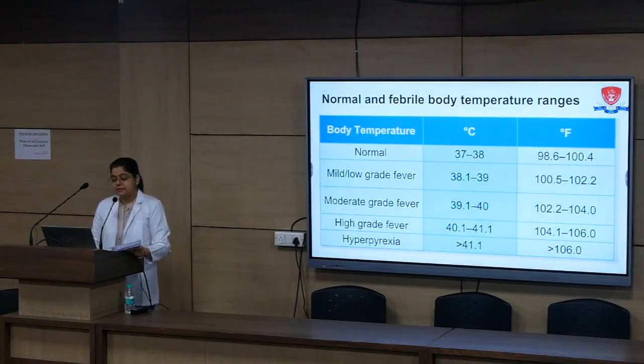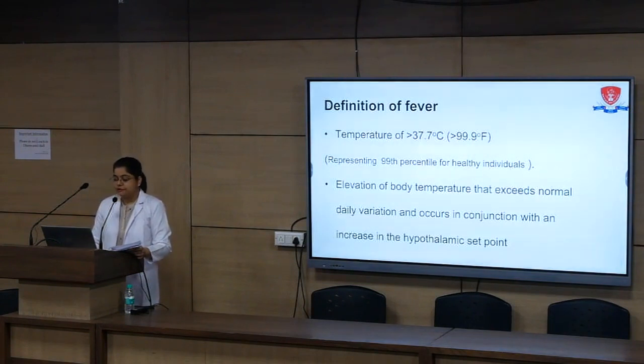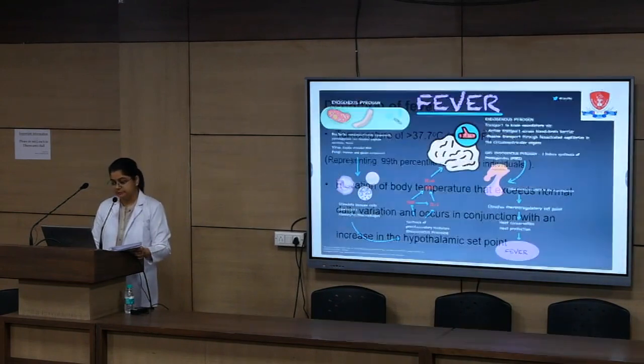High-grade fever is when the temperature is between 104 to 106, and hyperpyrexia is termed when the temperature rises to 106 degrees. Definition of fever: a temperature of more than 37.7 degrees centigrade, which is the 99th percentile of healthy individuals, is termed fever. Elevation of body temperature that exceeds the normal daily variation and occurs in conjunction with an increase in hypothalamic set point is termed fever.